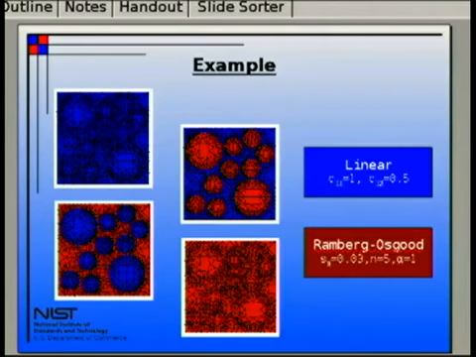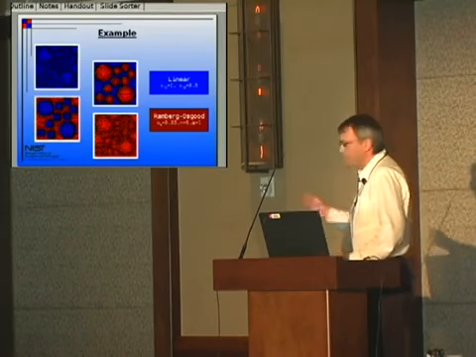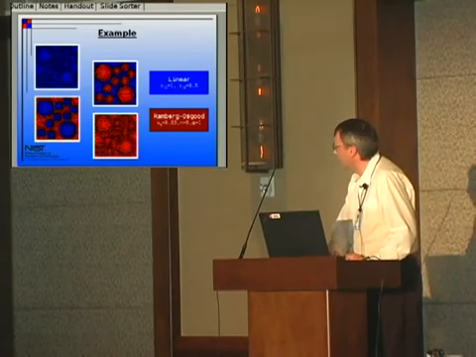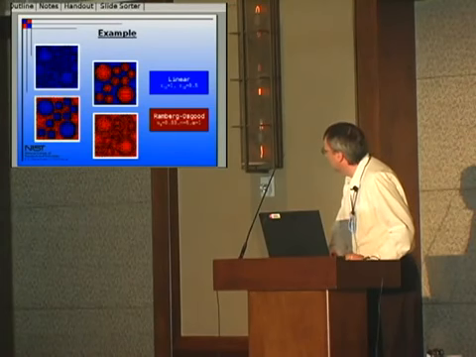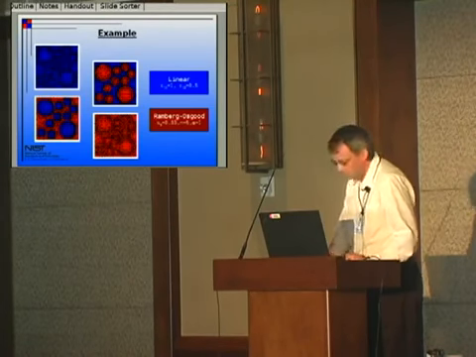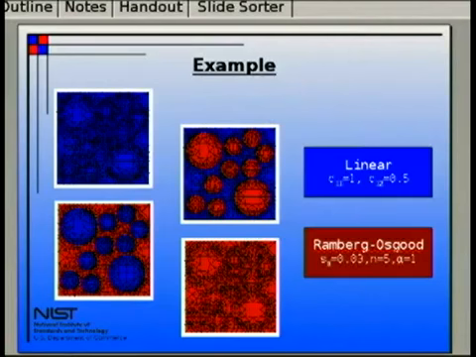So all four possibilities were explored. If everything is linear, that's one system. If the inclusions are nonlinear and the matrix is linear, that's another one. If it's the other way around, that's another one. And if everything is nonlinear, that's the fourth. Again, I cannot help but apologize for how awkward this is.